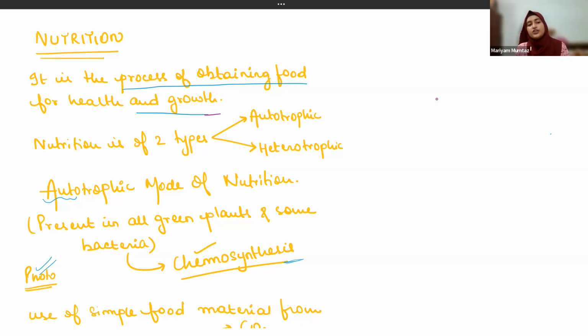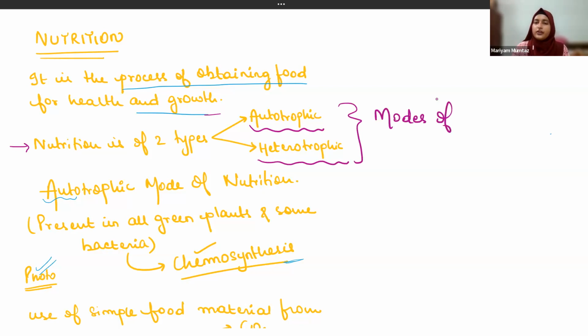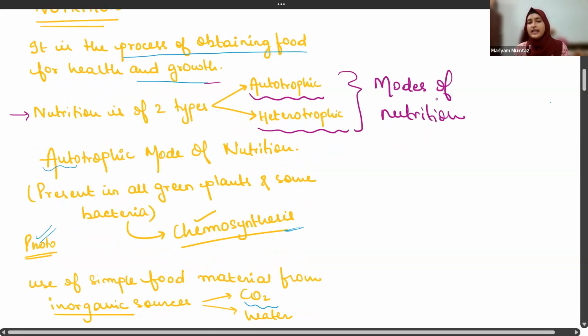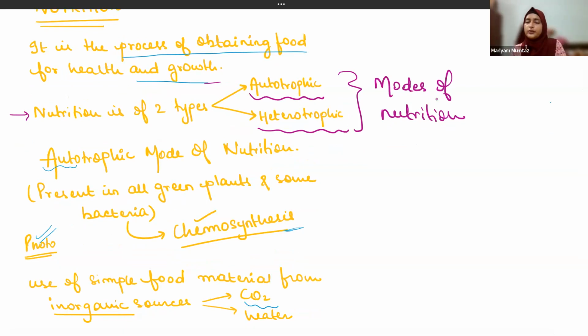Now see, nutrition is of two types. The first type is autotrophic nutrition, and the second type is heterotrophic nutrition. You can also call them the modes of nutrition. Now, in the case of autotrophic, auto means self. The organisms that make their own food are known as organisms that have the autotrophic mode of nutrition. It means that they make their own food. Is it clear? Yes, ma'am.